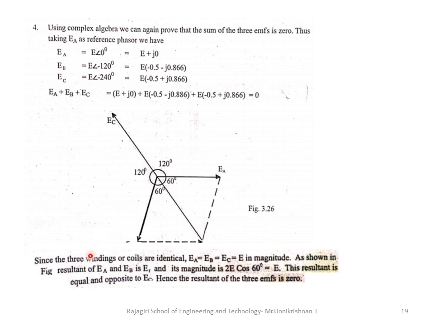Now next method, fifth method, this one is the fifth one. You will be taking the resultant of any two. Here we have taken the resultant of EA and EB. Now the resultant is represented as ER. This one is ER. Now you can see that this ER is equal and opposite to EC, which means that the total EC plus ER will be 0.